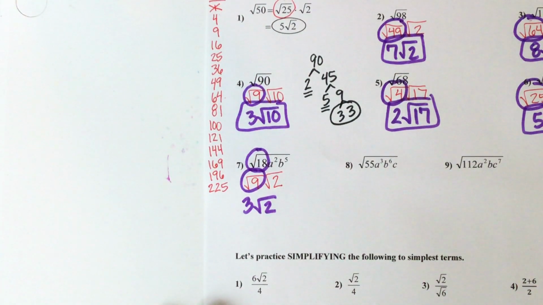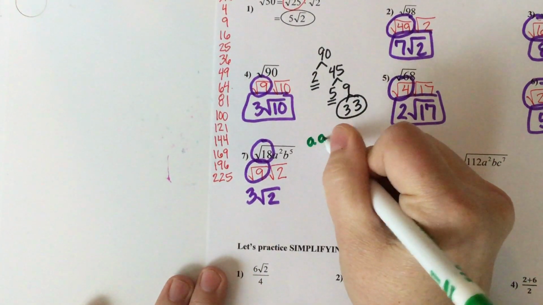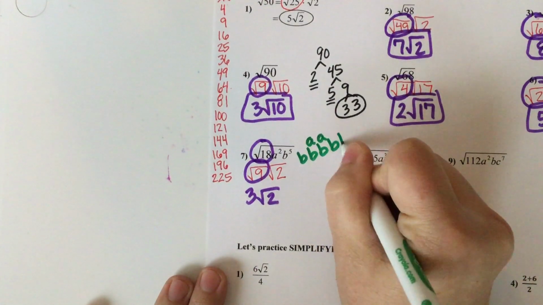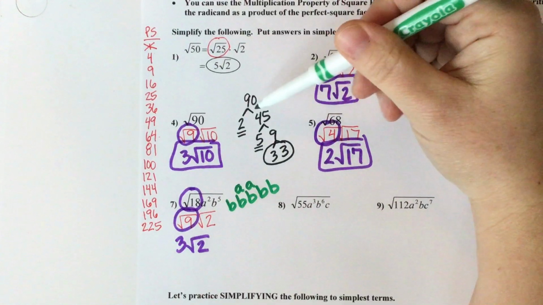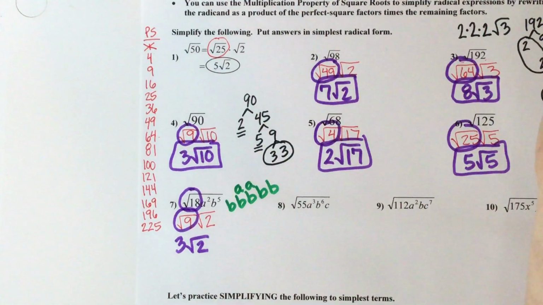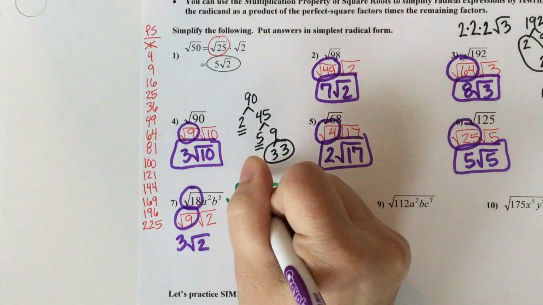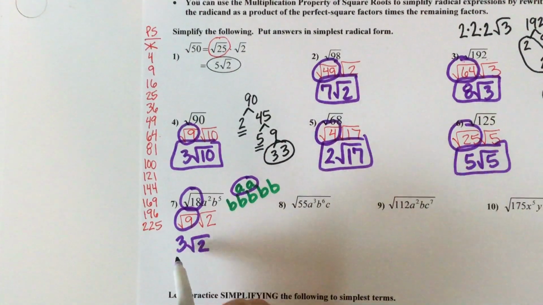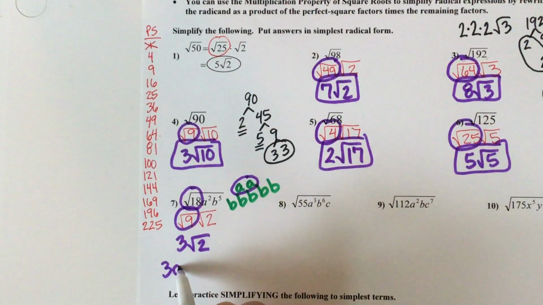Okay, now let me explain the letters. So a squared means I have 2 a's. B to the 5th means I have 5 b's. Okay, so do you remember when I was doing this little factor tree, I said whatever you have a pair of comes out? Well, that's what we're going to do with our variables. Whatever we have a pair of comes out. You have 1 pair of a's, so 1 a is going to come out. So your 3 is already out, and now an a is going to come out with it.